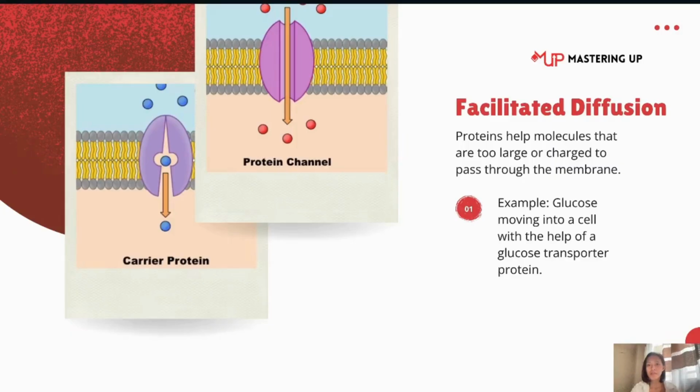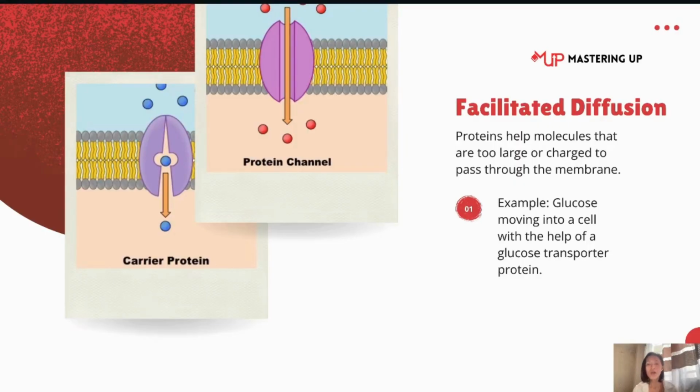Now let's talk about facilitated diffusion. Facilitated diffusion is a type of diffusion, but it involves the use of transport proteins to help larger or charged molecules pass through the membrane. These molecules can't directly diffuse through the lipid bilayer, so they need assistance.